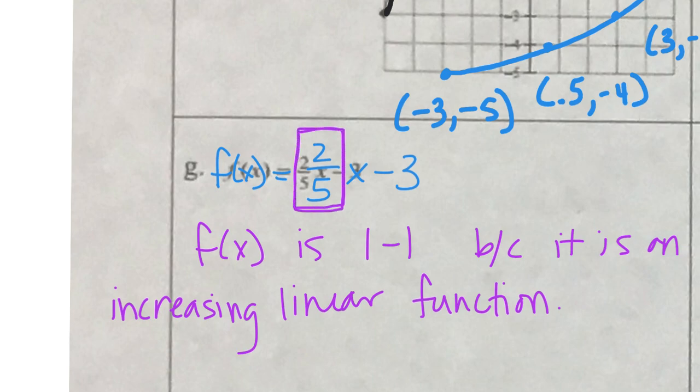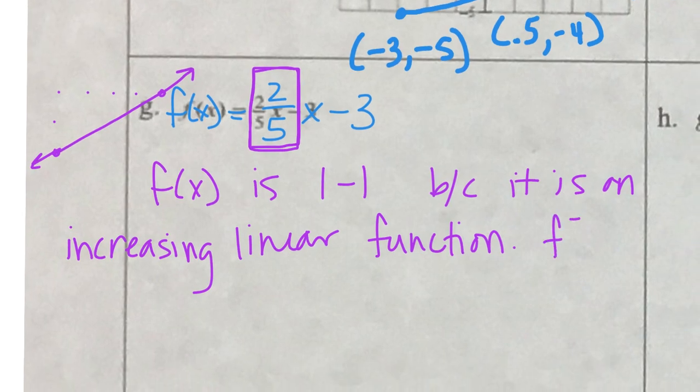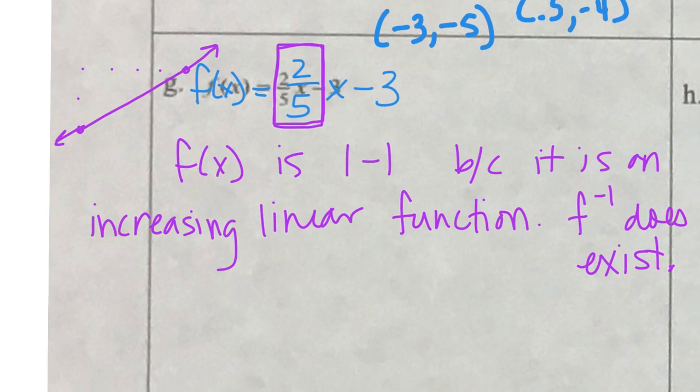A positive slope means we go up 2 units and right 5 units to get a new point. So up 2, right 5 is an increasing slope. So we have an increasing linear function. That means the inverse of f of x does in fact exist. So now that we know the inverse does exist, let's find the equation for it.